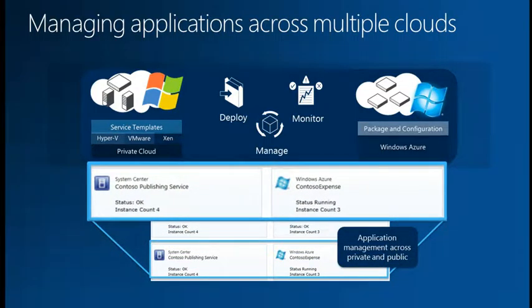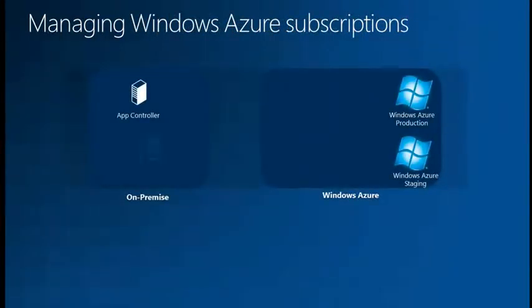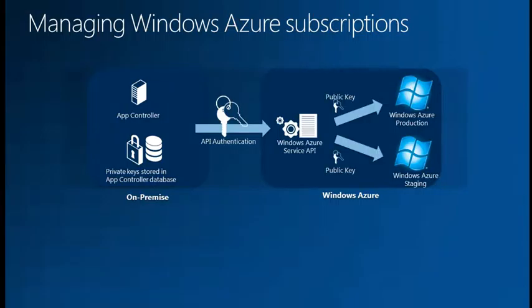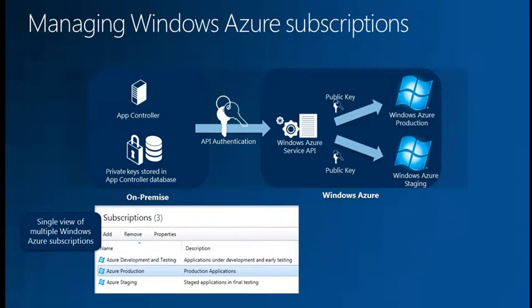The service templates on your left-hand side. The service templates and the package and configuration files, as we mentioned, are different. The service templates on-premise that can run on Hyper-V, VMware, ESX, or Xen Server are one construct. They have multiple tiers to them. The package and configuration on Windows Azure is slightly different, as is the application package. Connecting to the subscriptions is just a slide that I put together on how that actually works. The public key is mounted in the Azure subscription, as Craig showed you. The private key is held in the app controller database, and then you just need the API authentication through that.